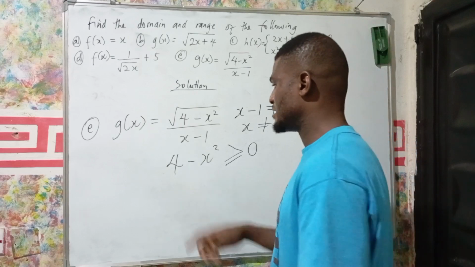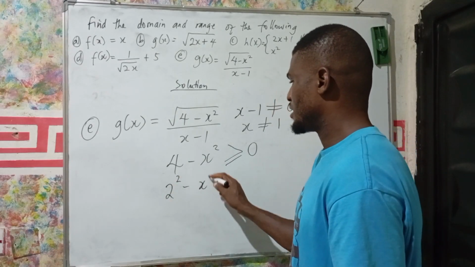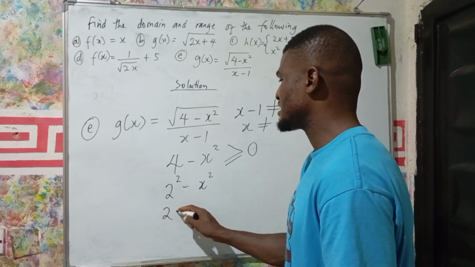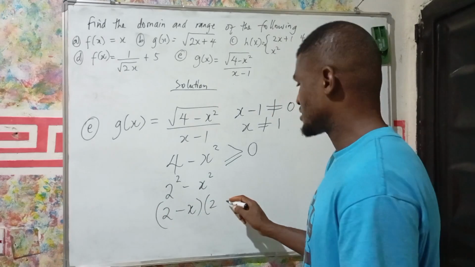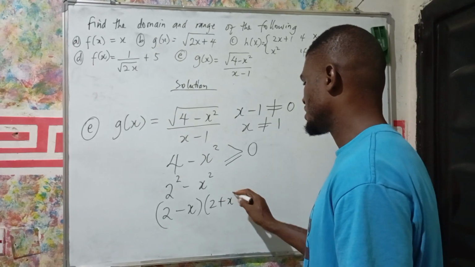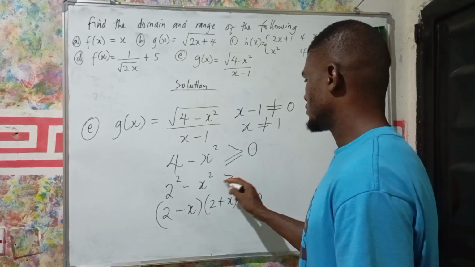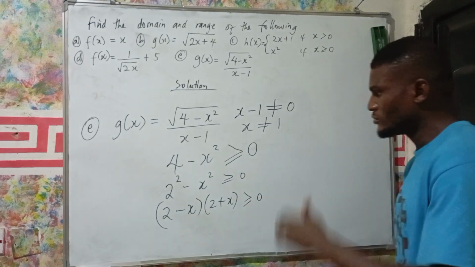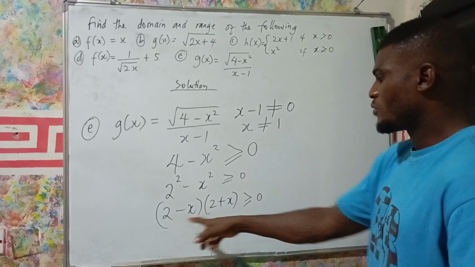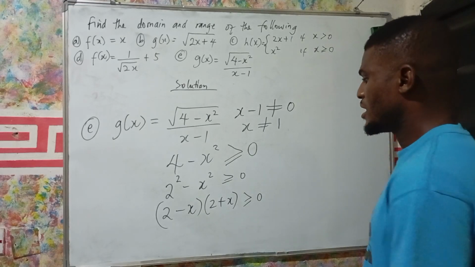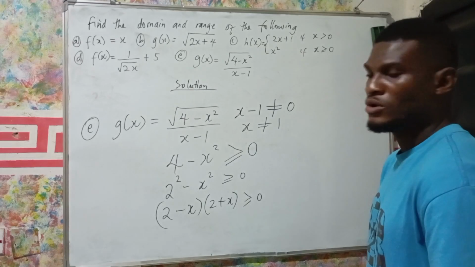This is a difference of squares: 4 is 2 squared, and then we have x squared. So we can represent it as 2 minus x in one bracket and 2 plus x in the other bracket, and it's greater than or equal to 0. So how do we solve this inequality? From what we have here, x can have two values: x can have a value of 2 and x can have a value of negative 2.